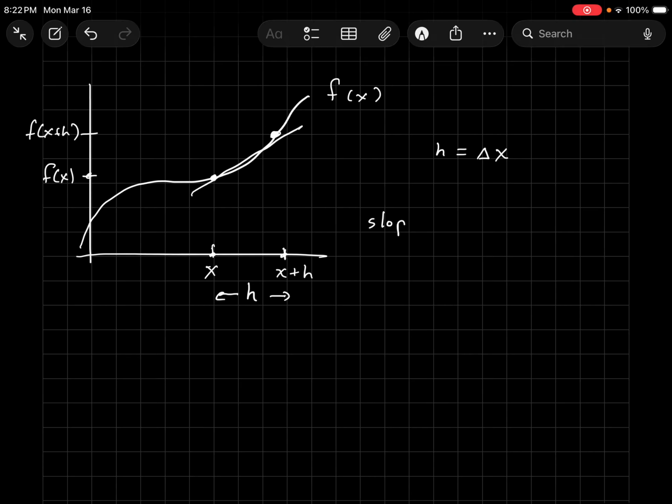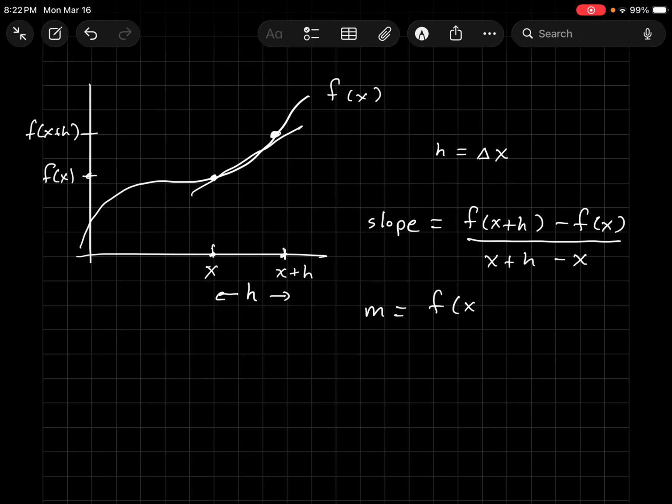And then the slope between the 2 points is y2 minus y1 over x2 minus x1. And if we were to simplify that, we would get our slope is f of x plus h minus f of x all over h. Once again, I want you to think h is delta x. So when you see this over here, going forward in calculus, I want you to think a slope.